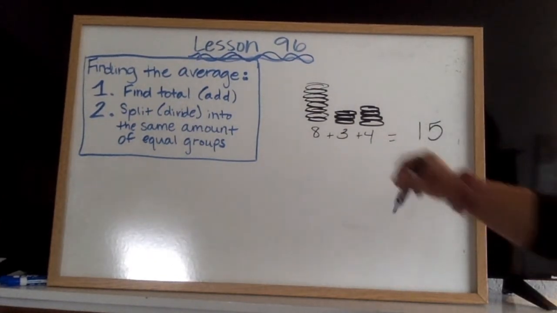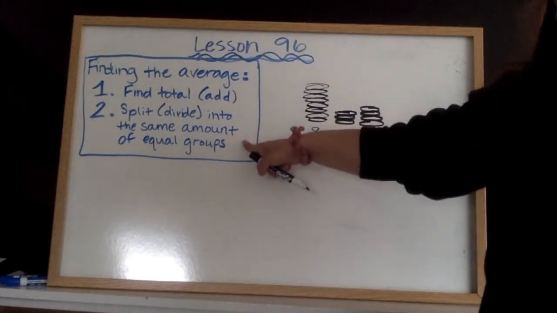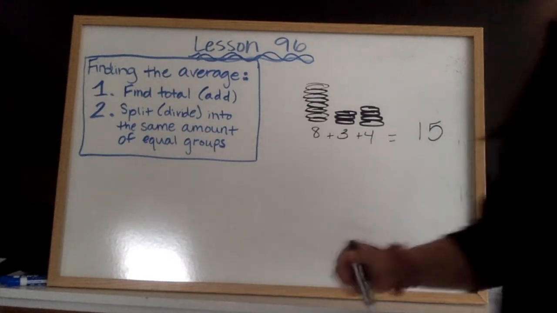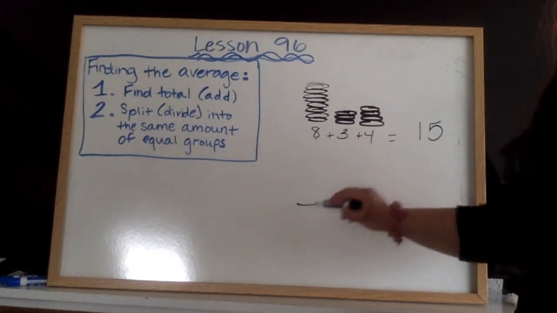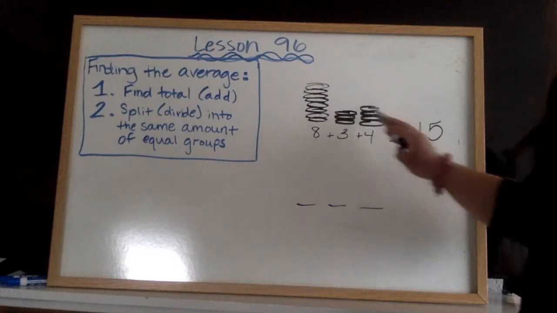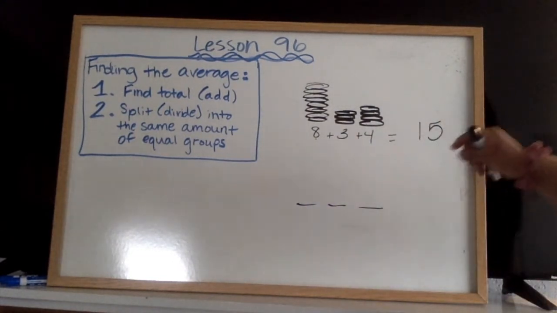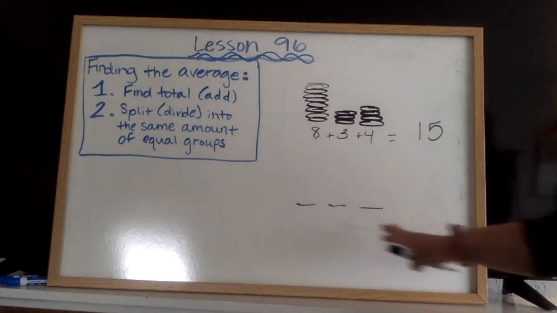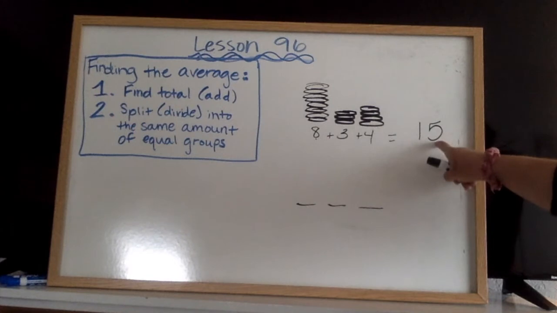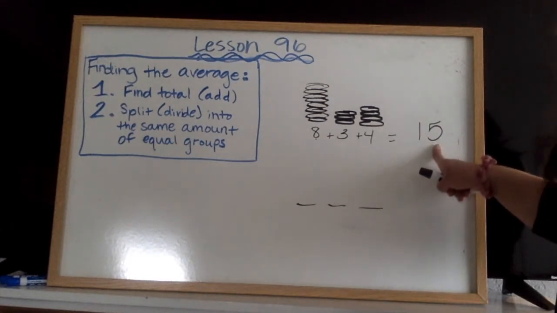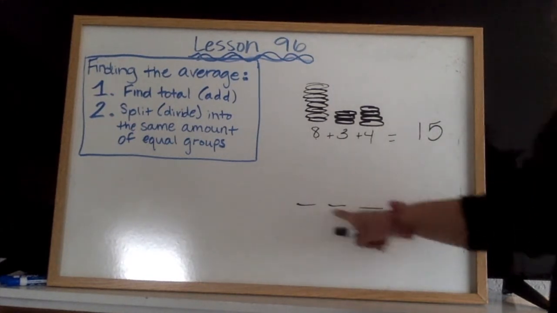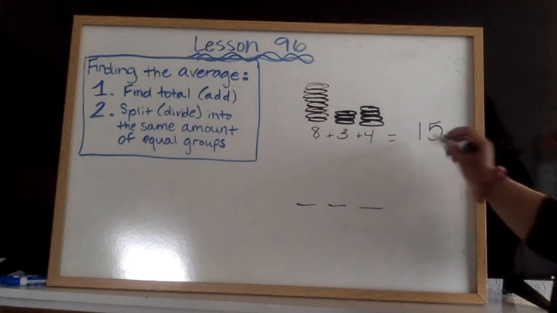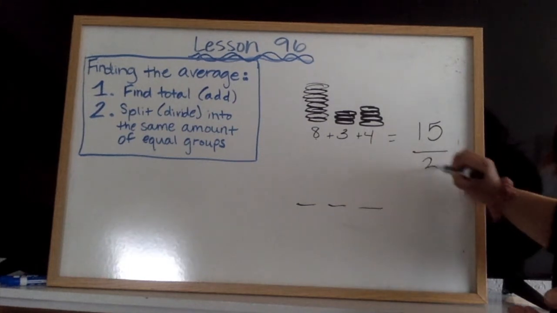So then step 2, you need to split or divide into the same amount of equal groups. So I'm still going to have 3 groups because up here we have 3 groups, but I need to divide into the same amount in each group. Now that's what finding the average means. So if I have 15 as my total and I need to make 3 equal groups, that means I'm splitting into 3. Splitting means dividing, so I need to take 15 divided by 3.